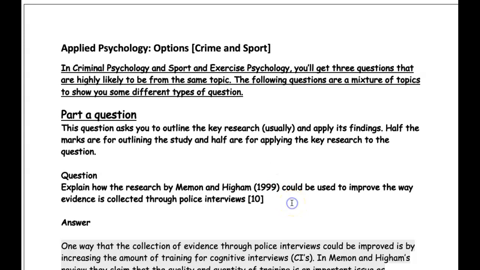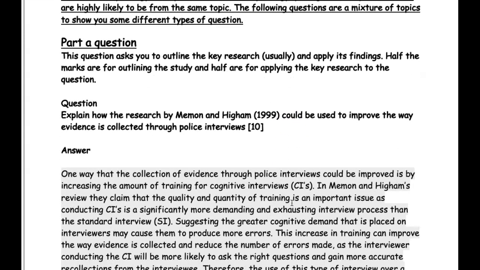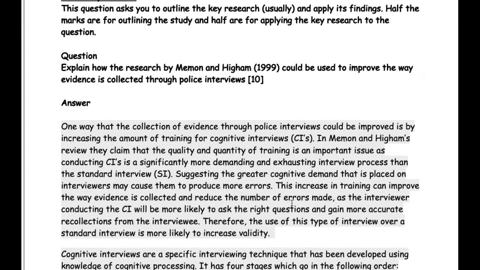So Memon and Hayem, if you remember, is from crime, and the question says, explain how the research by Memon and Hayem could be used to improve the way evidence is collected through police interviews. Right, so you wouldn't just go into huge amounts of detail about Memon and Hayem's study here as such, although obviously you would apply that information. What you're doing here is actually coming up with the ideas that they produce and why they produced them and why that would be useful for the collection of evidence through police interviews.